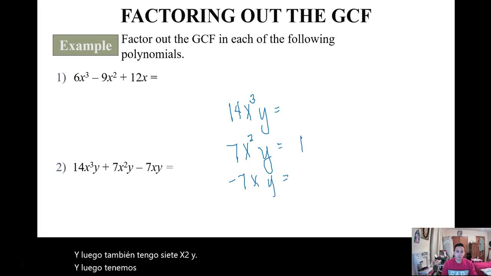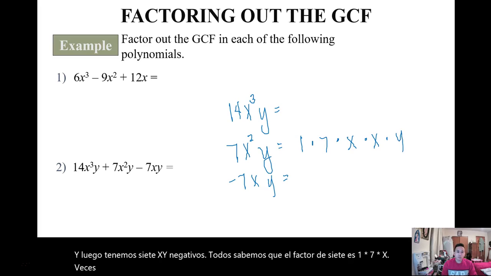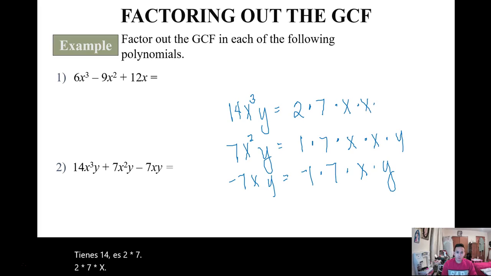We all know that the factor of 7 is 1 times 7 times x times y. Same here, negative 7, the factor is negative 1 times 7 times x times y. Your 14, it's 2 times 7, 2 times 7 times x times x times x times y.